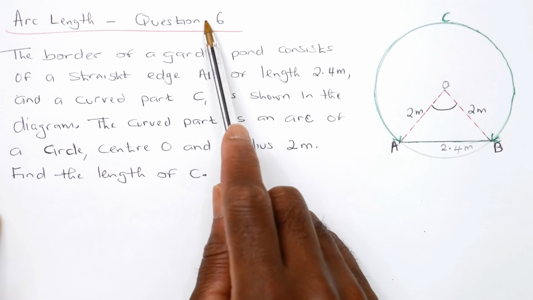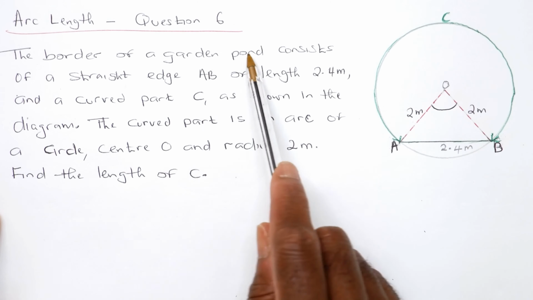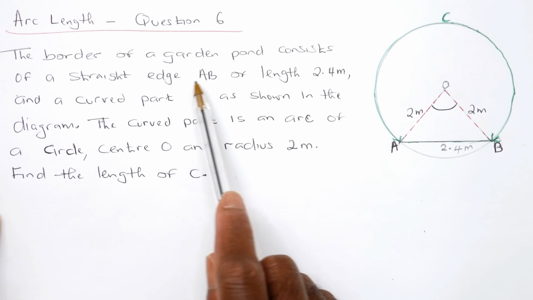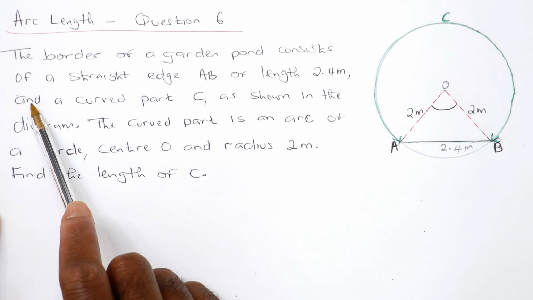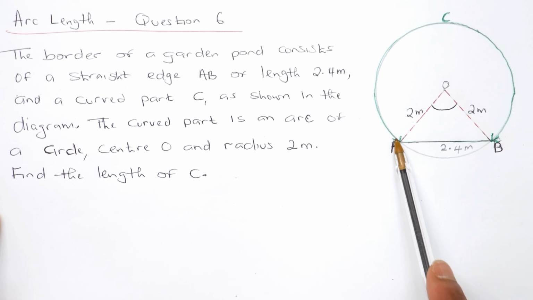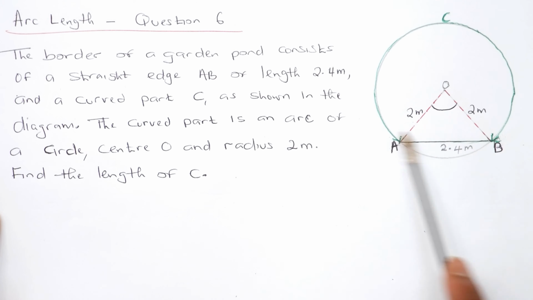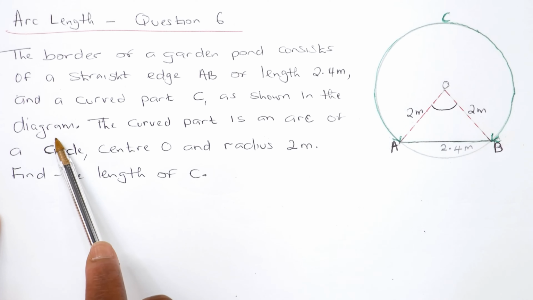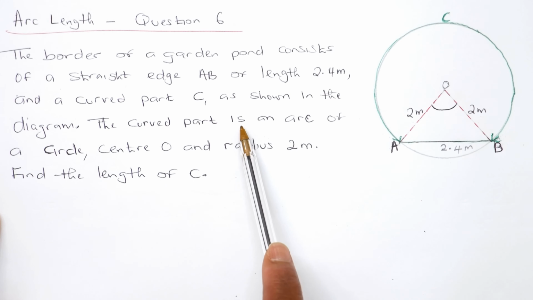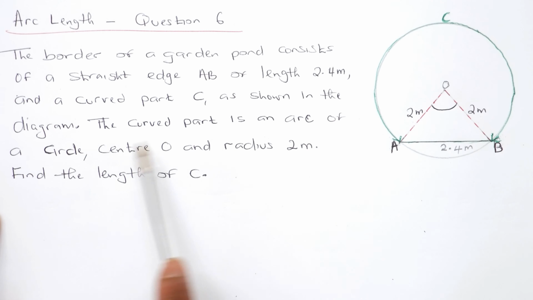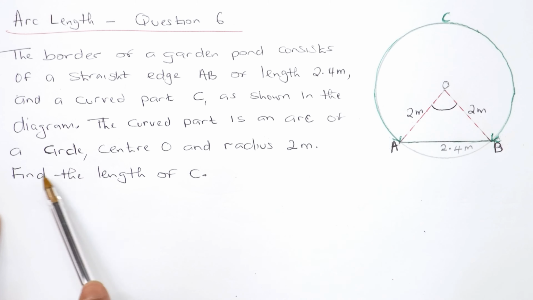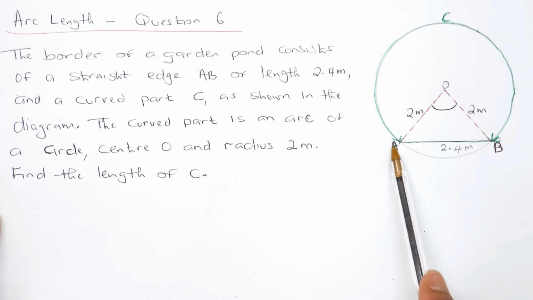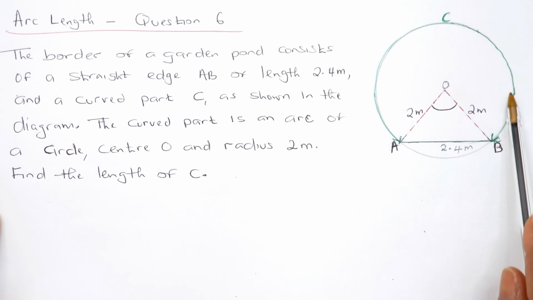Question 6. The border of a garden pond consists of a straight edge AB of length 2.4 meters and a curved part C, as shown in the diagram. The curved part is an arc of a circle, center O, and radius 2 meters. Find the length of C. We need to find the green part here, the length of C.